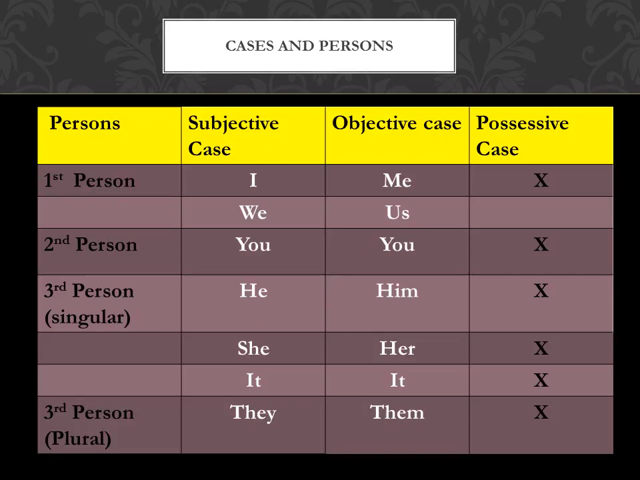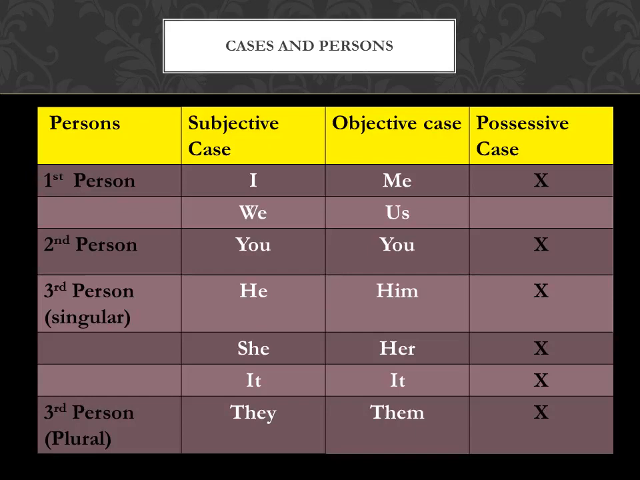Now we have cases and persons. As I was talking about, there are three persons and two cases of pronouns. The persons are first person, second person, third person singular, and third person plural. In the subjective case, we have I as a first person and we as a first person. But in the objective case, we have me and us. Then in second person, we have you as subjective case, and the objective case also includes you.